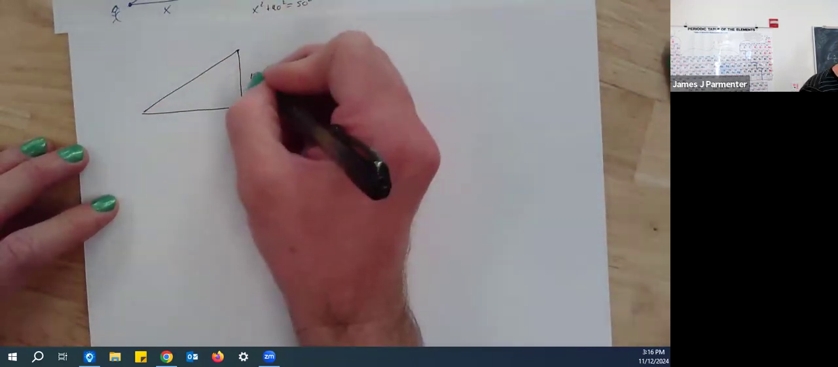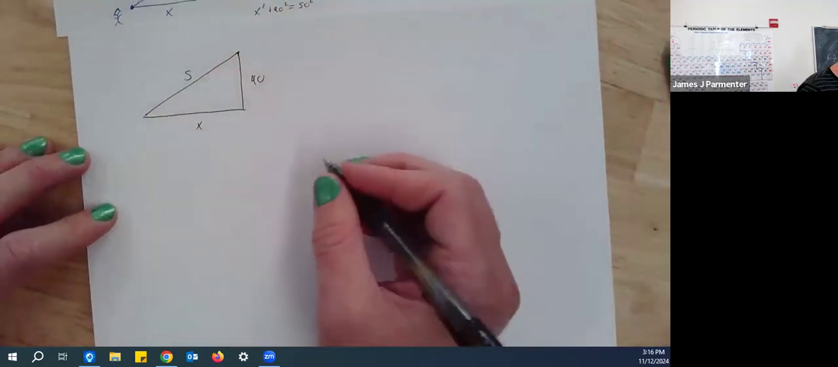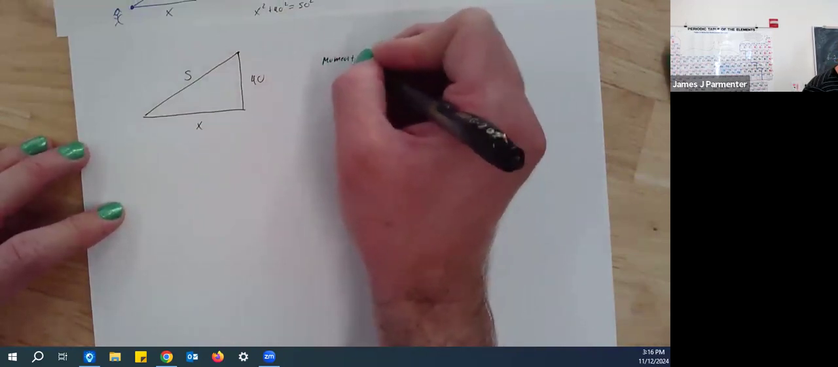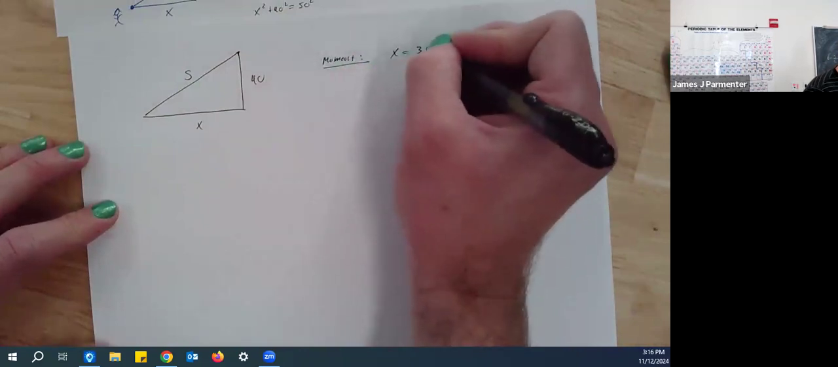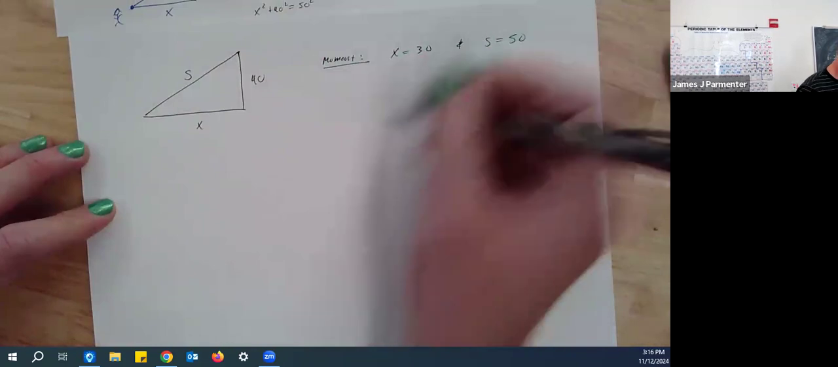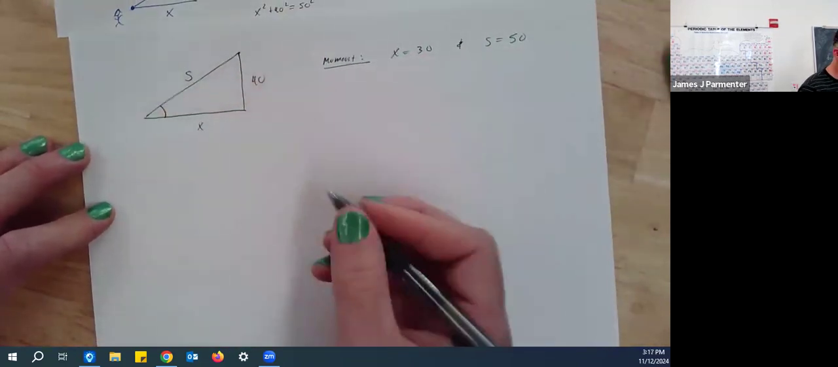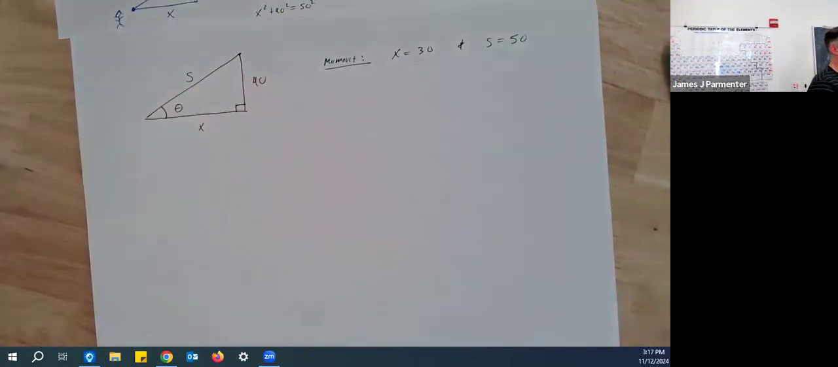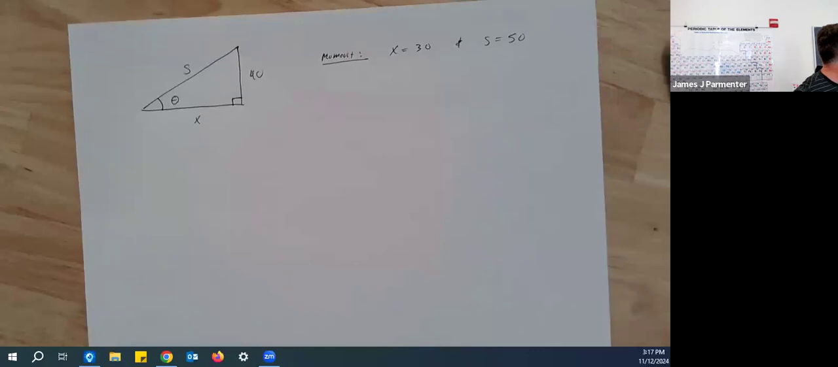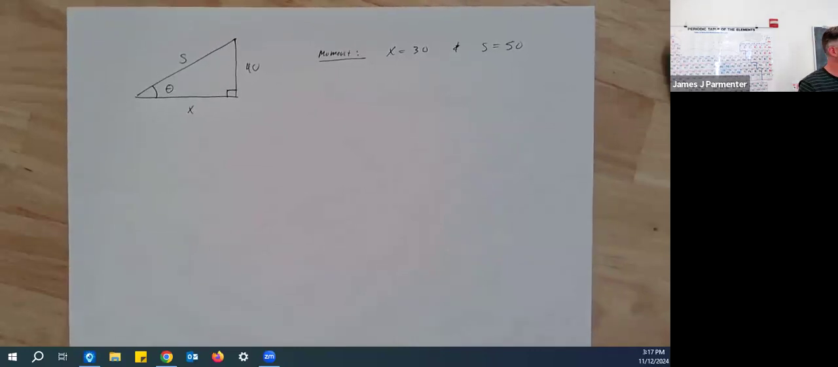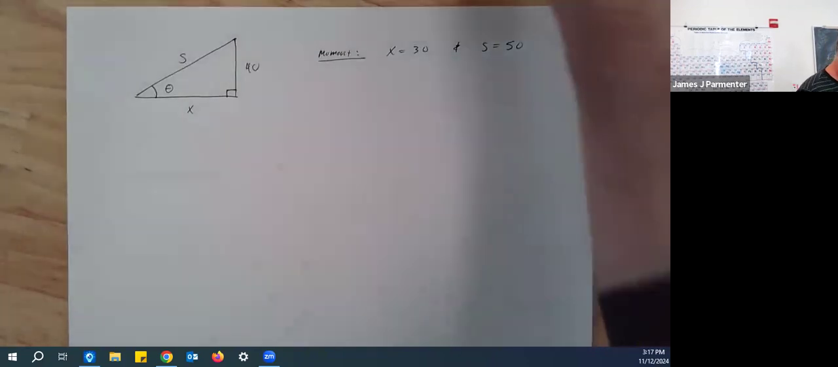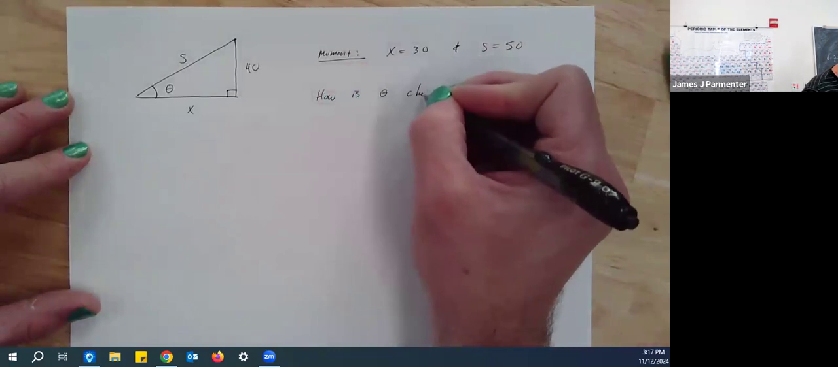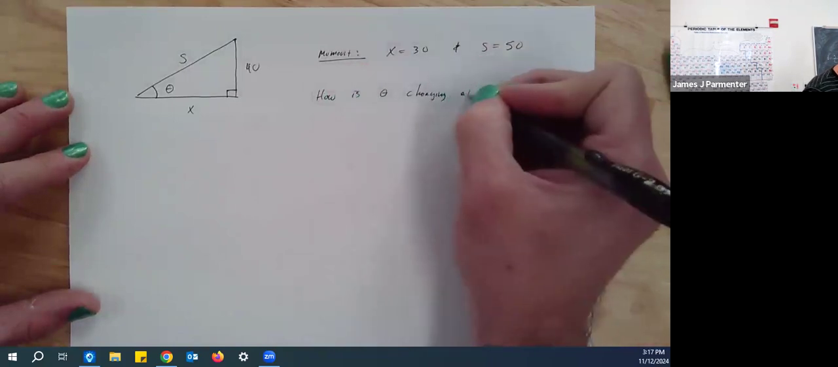So we know that this is 40, we know that this is X, we know that this is S, and we know we're concerned with the moment that X is 30 and S is 50. But now we're asking how this angle is changing, which we almost always call theta. I don't know why theta is the angle name people have picked, but it's definitely the first choice for any angle name that any math person is ever going to use. So we want to know, how is theta changing at the same moment?